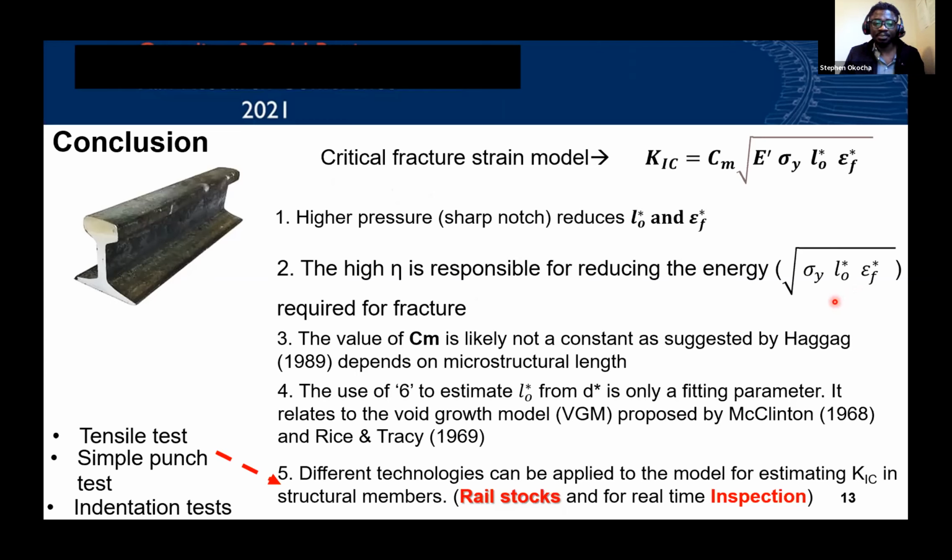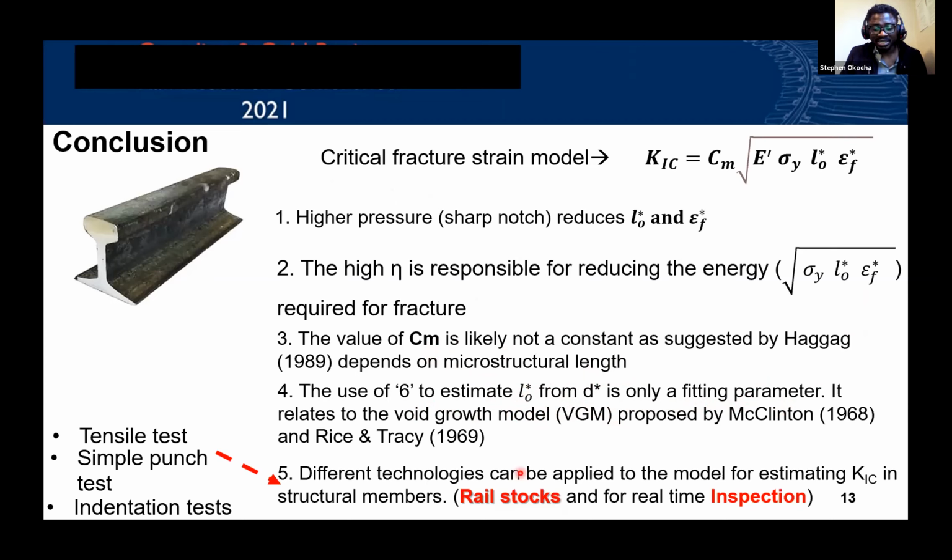energies to cause fracture. The CM, which we use from Haggard, which we use as 3, we later found that it's not a constant. And this is something we're actually working on right now. We know it depends on the microstructural length, and we're trying to develop models to perfect this. And then the 6 we also used is just a fitting parameter for this research. We believe that the works of Clinton, Rice, and Tracy will help us evaluate this into a more perfect model because they work with void growth models.